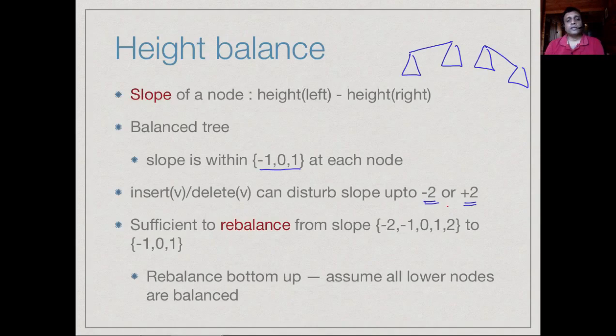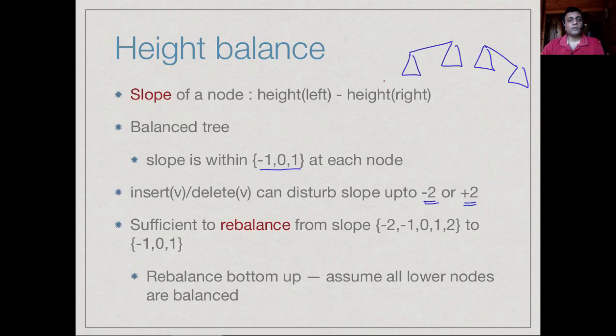So what we will endeavor to do is that whenever we do an insert or a delete, we'll immediately try to rebalance the tree. So we will have a single disturbance to minus 2 or plus 2. It will never become very badly unbalanced. And we will immediately restore the balance to within minus 1 to plus 1. So we will do this rebalancing. We will also do this rebalancing bottom up.